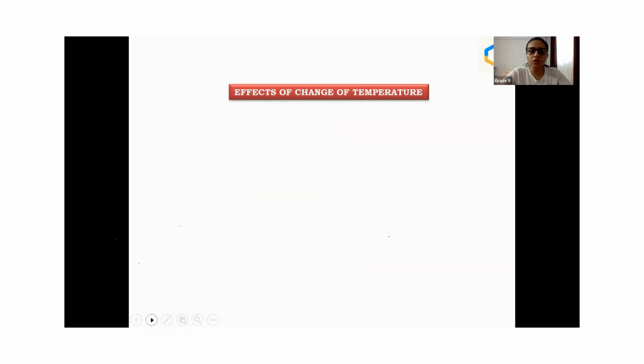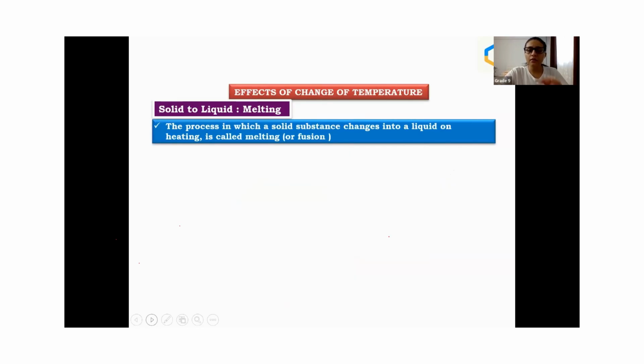So effects of change of temperature, solid to liquid: melting. These definitions are important, students. Remember that solid to liquid is melting, also known as fusion. The process in which a solid substance changes into a liquid on heating is called melting or fusion. Fusion is important to know, students, because we are going to learn one more terminology related to fusion.